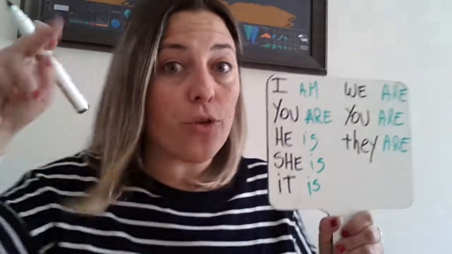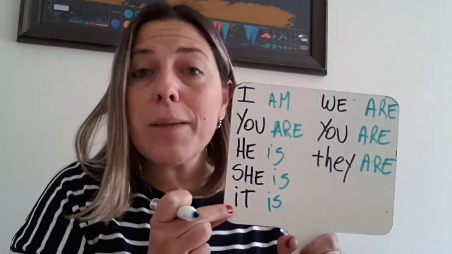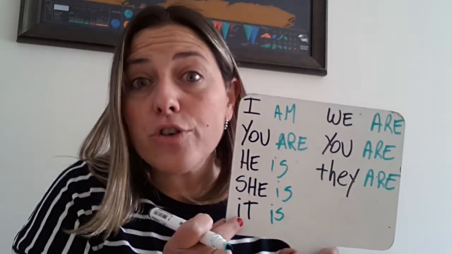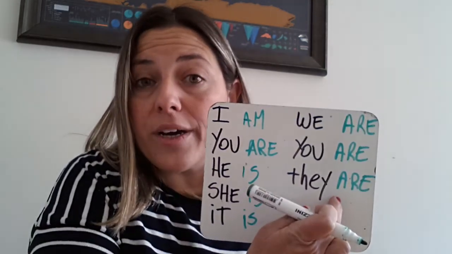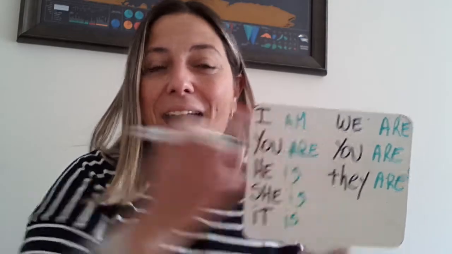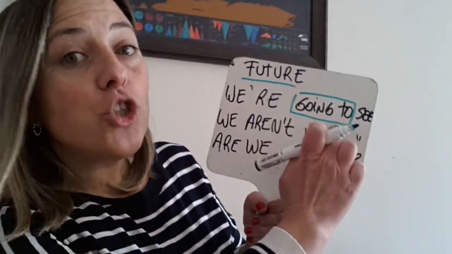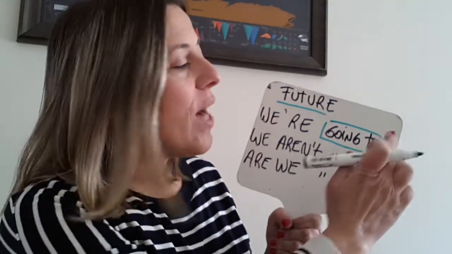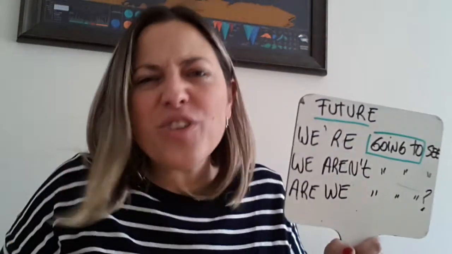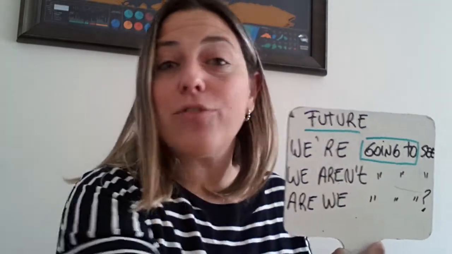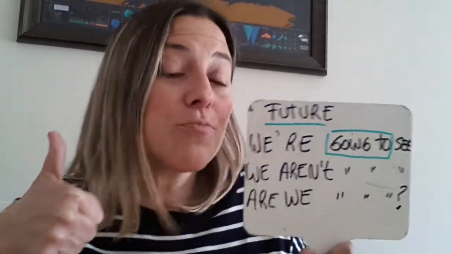So always for this structure, remember, first the person, then is, are, or am. Remember, is for singular, are for plural, and am for I. Yes? Then, going to, and then the verb. Yes? So this is the structure of going to talk about the future. Good. So now let's practice.